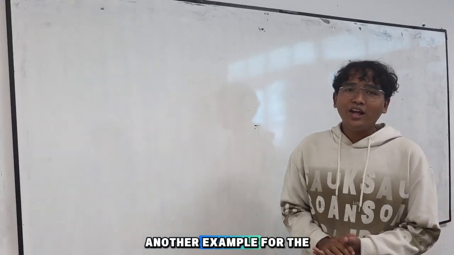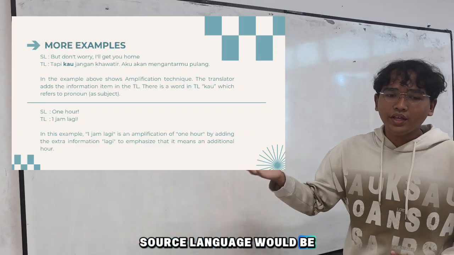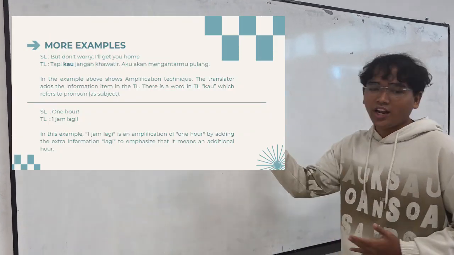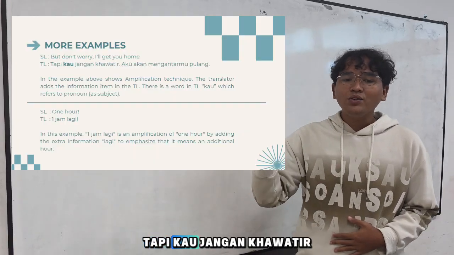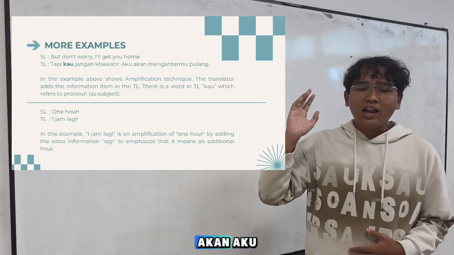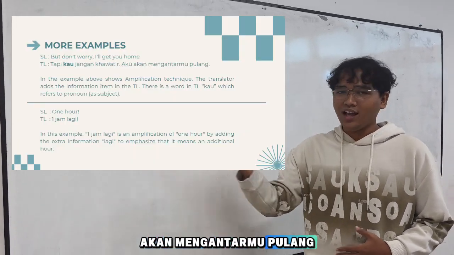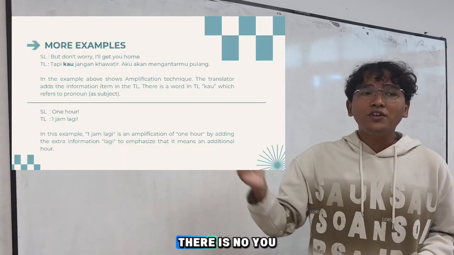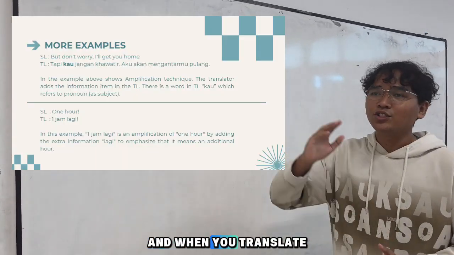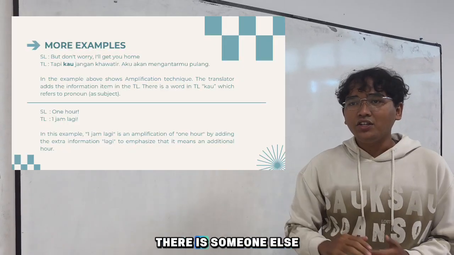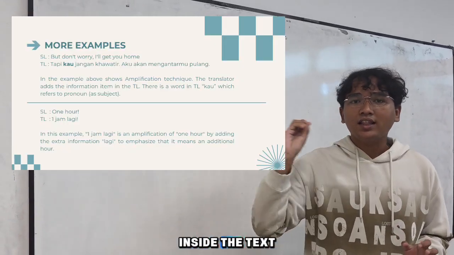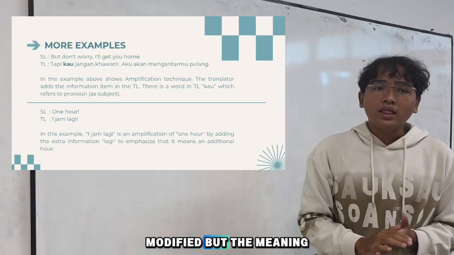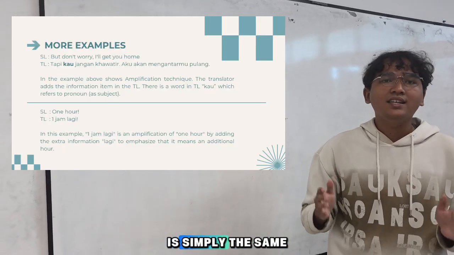Another example for the source language would be "But don't worry, I'll get you home", and then translated into "tapi kau jangan khawatir, aku akan mengantarmu pulang." So as you can see, in "but don't worry, I'll get you home" there is no "you" in the first part, and when you translate it into Indonesian, there is someone else inside the text, indicating that something is being modified, but the meaning is simply the same.